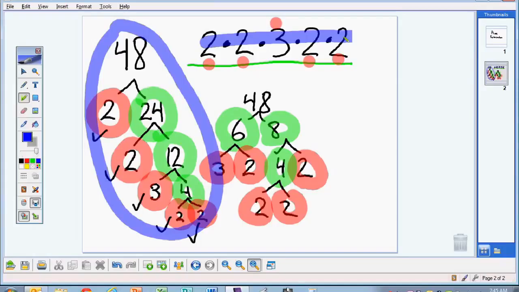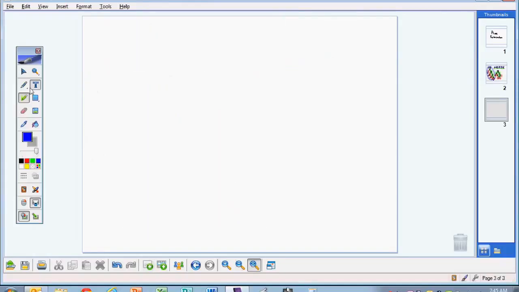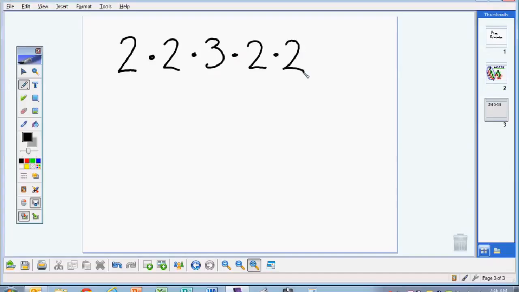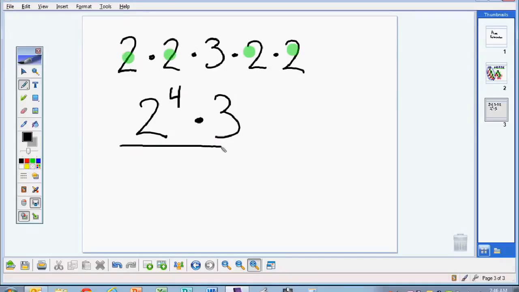Now I'm going to just steal that answer and show you how we can shorten it with exponents. Exponents, remember, is repeated multiplication. So I notice that I have the number 2 repeatedly multiplying 4 times. So I can write that as 2 to the 4th power, and then I bring my 3 down, which has no repeated multiplication. And that is the process of finding your prime factorization, and you can also write it with exponents to write it a little bit shorter.